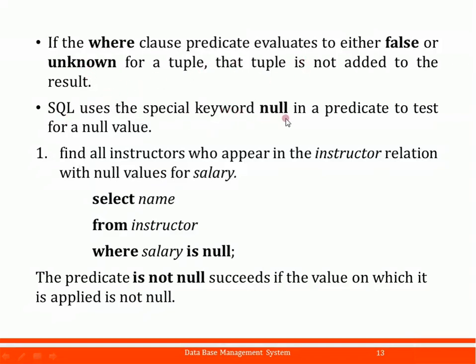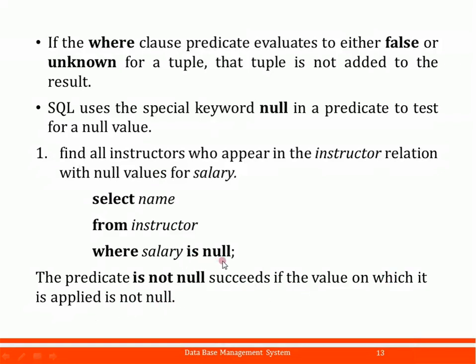SQL uses a special keyword null in a predicate to test for a null condition. For example, here you are going to find all the instructors who appear in the instructor relation with null values for salary, those who are not provided with a salary. Select name from instructor where salary is null. This will search whether the salary is null, and if it is, that instructor's name will be listed. The predicate is not null succeeds if the value on which it is applied is not null.